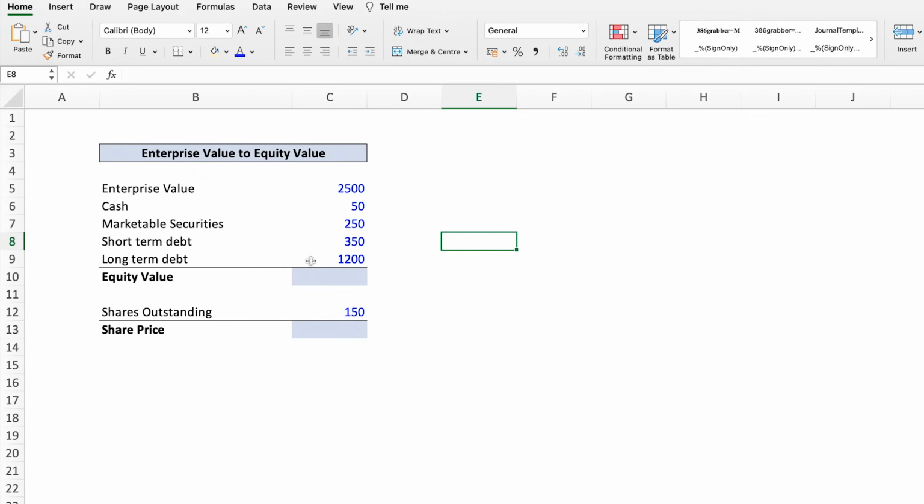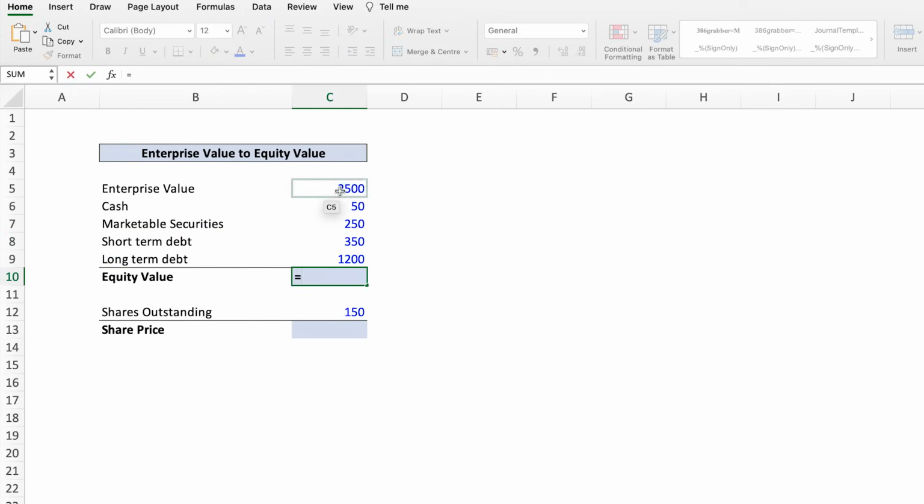And overall, like I mentioned earlier, for enterprise value, it should be minus all of the cash. Now, marketable securities is cash-like items. So usually when they say cash and equivalents, they refer to marketable securities. So that's also cash in this case. And then we have two types of debt. So for this one, we're going to go equals enterprise value plus the sum of the cash and the marketable securities, close that bracket, minus the sum of the short-term debt and the long-term debt, and then close that bracket. So that's going to give us the equity value of 1,250.